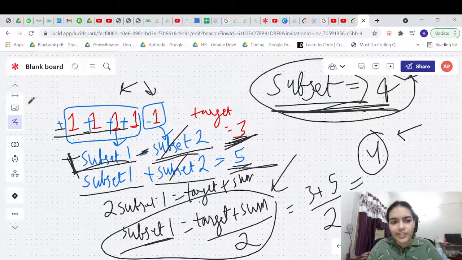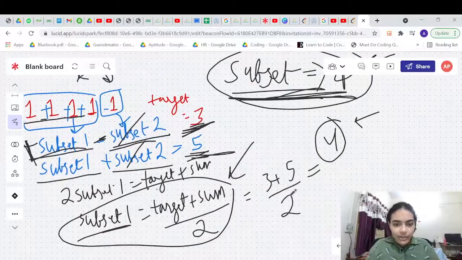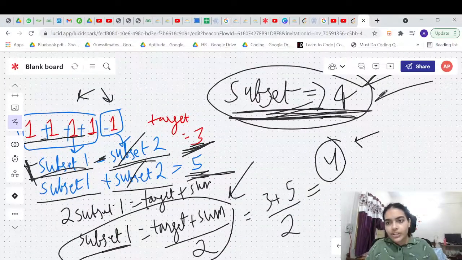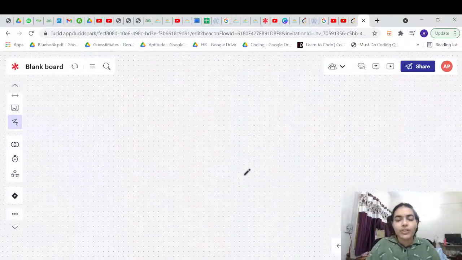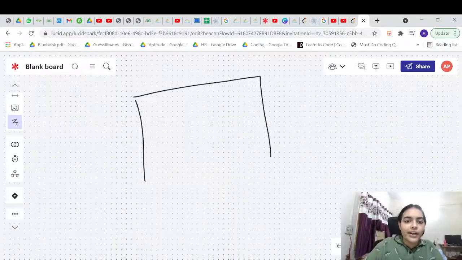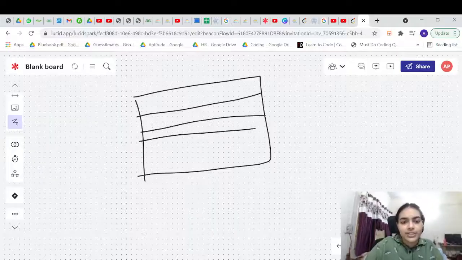The sum is something we can pre-calculate: just take the sum of all the elements, and when you reach this equation, the solution is very simple. You have to find a subset with sum 4. How will you find a subset with sum 4? Suppose you are given any array, how do you find the count of subsets with sum 4?